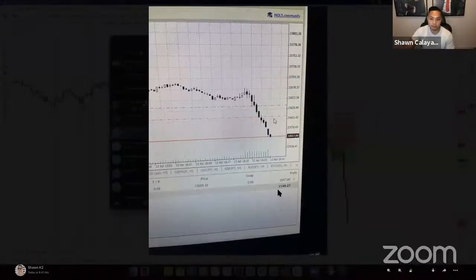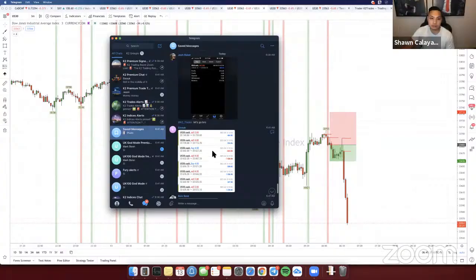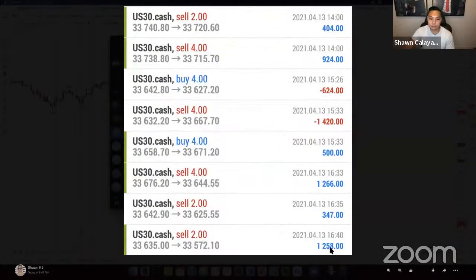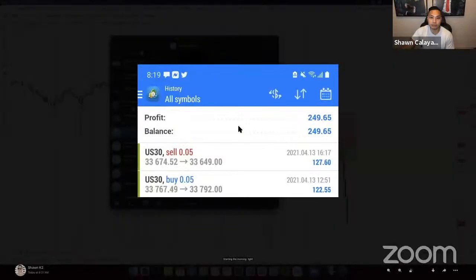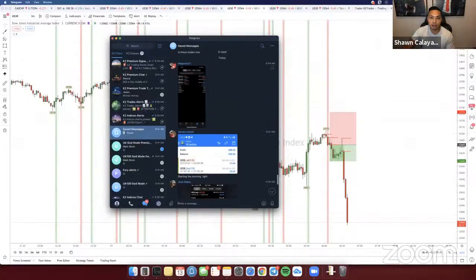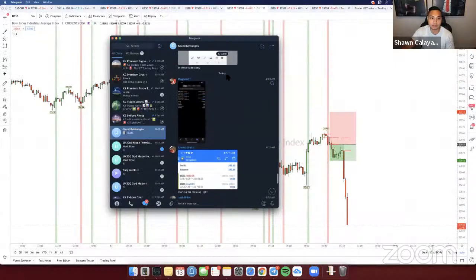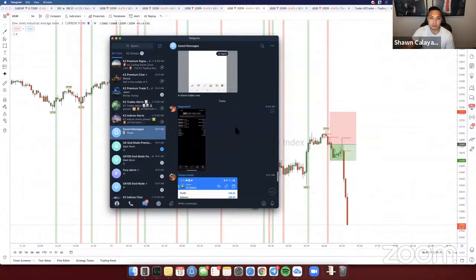Rick over here made 1,540. CSIC over here made 1,200 off that sell right there. Another 1,200 right there as well. Josh made 922.50. Tam over here made about $300 or 250, I'm assuming. And then Trell over here made about 4,210 all this morning. So this is a timestamp from this morning. This is what everyone took.